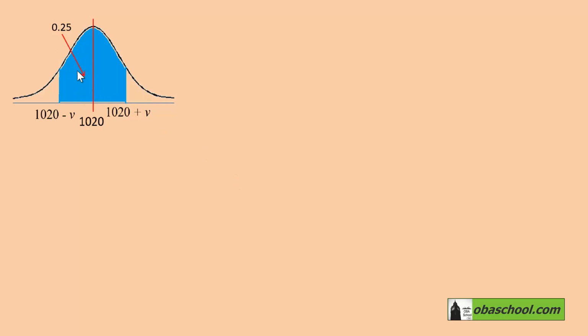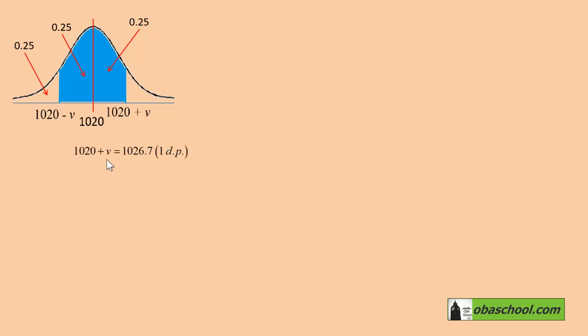We know that this is 0.25 this side of the mean, and that means 0.25 down here and 0.25 on this side of the mean. So these two 0.25s make up our 0.5 here. And because we know that it's symmetric, and so altogether we have 1, that means that this must be 0.25 here, and this would be 0.25 here. So from this value downwards, we're going to have 0.75.